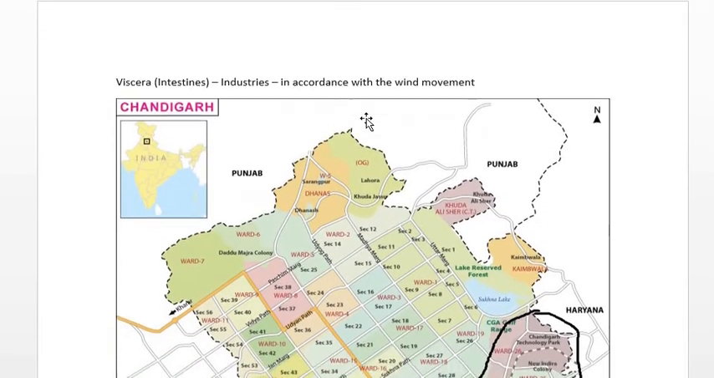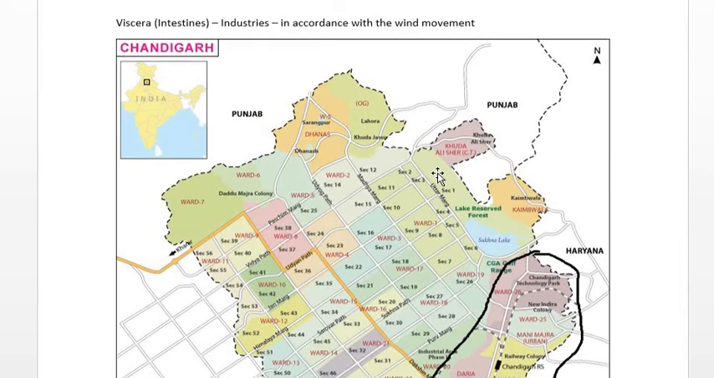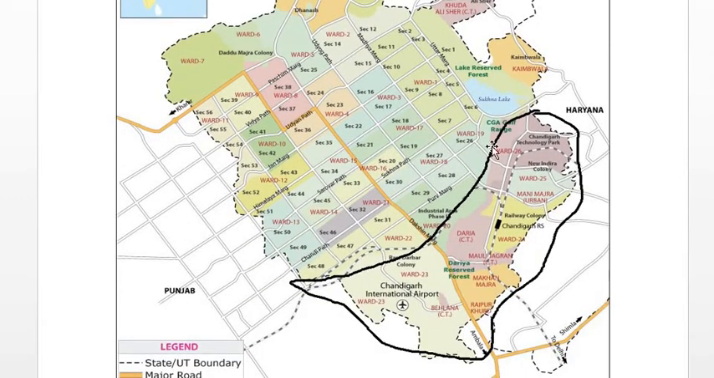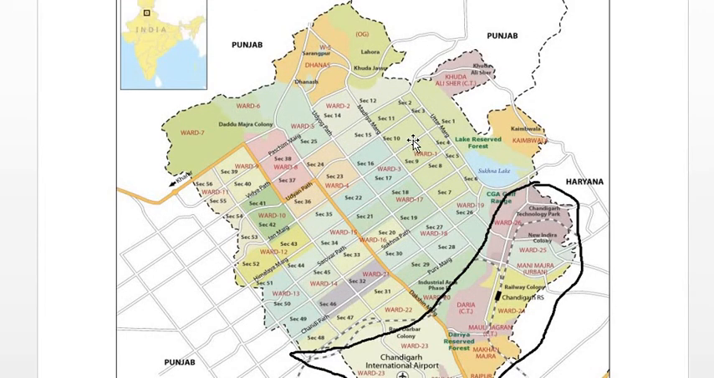And next one is the viscera. So viscera is nothing but the intestines, and it represents the industries of Chandigarh. So industries of Chandigarh are located at the area which is marked here, and it is strategically located in the sense that the wind blows in this direction, in the southeast direction. So whenever the wind blows, it takes away the polluted air outside the city, so it never enters inside the city. And rightly so, Chandigarh is one of the cleanest cities of India.